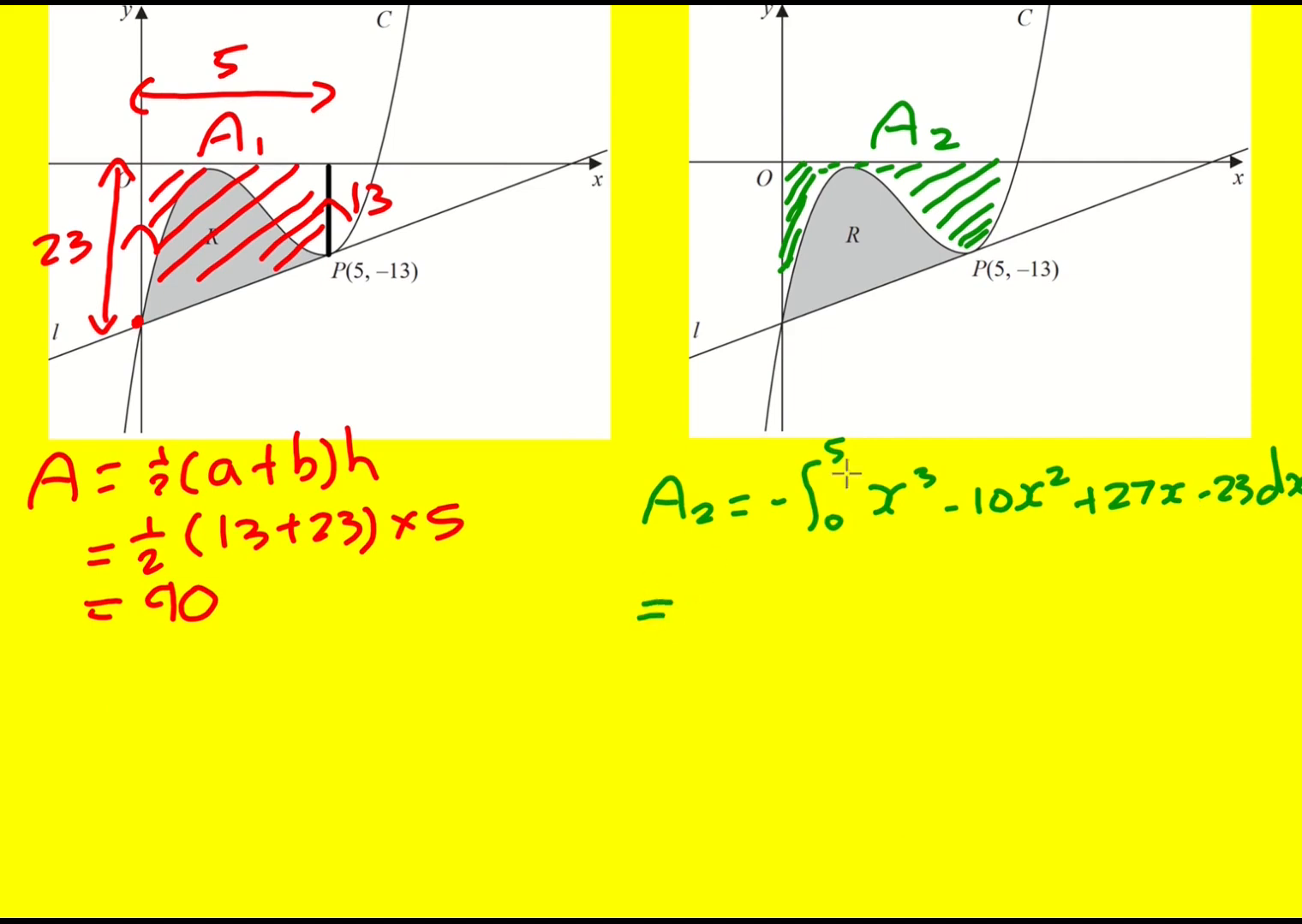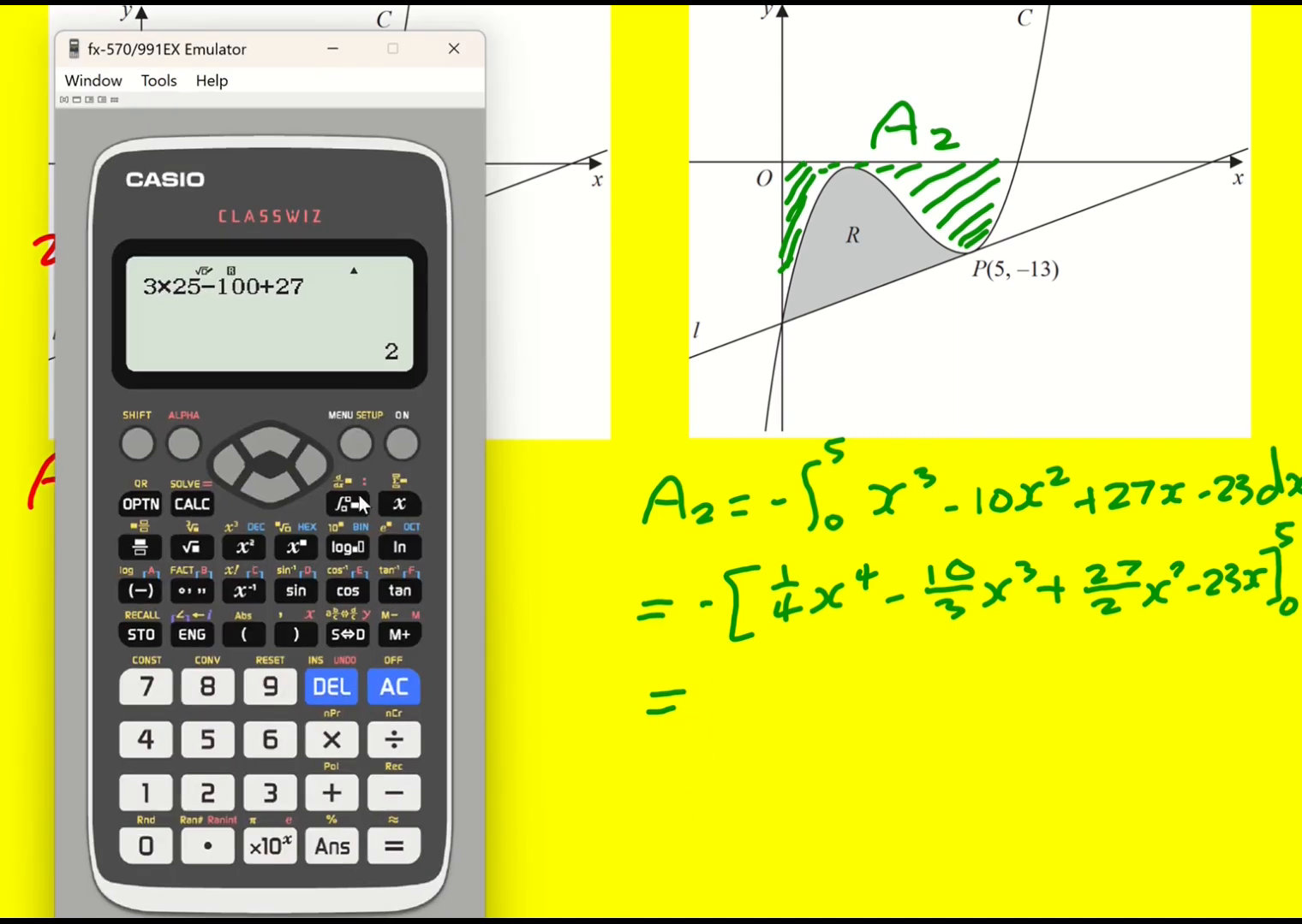Okay, well now we're asked to show, we can't just put this in a calculator, we need to show our working. So I get a quarter x⁴, I'm raising my power by 1, divided by the new power, minus 10/3 x³, plus 27/2 x², minus 23x, evaluated between 0 and 5. I can just put that in my calculator now, and to be fair, you could probably just do it using this function, but I'm not going to.